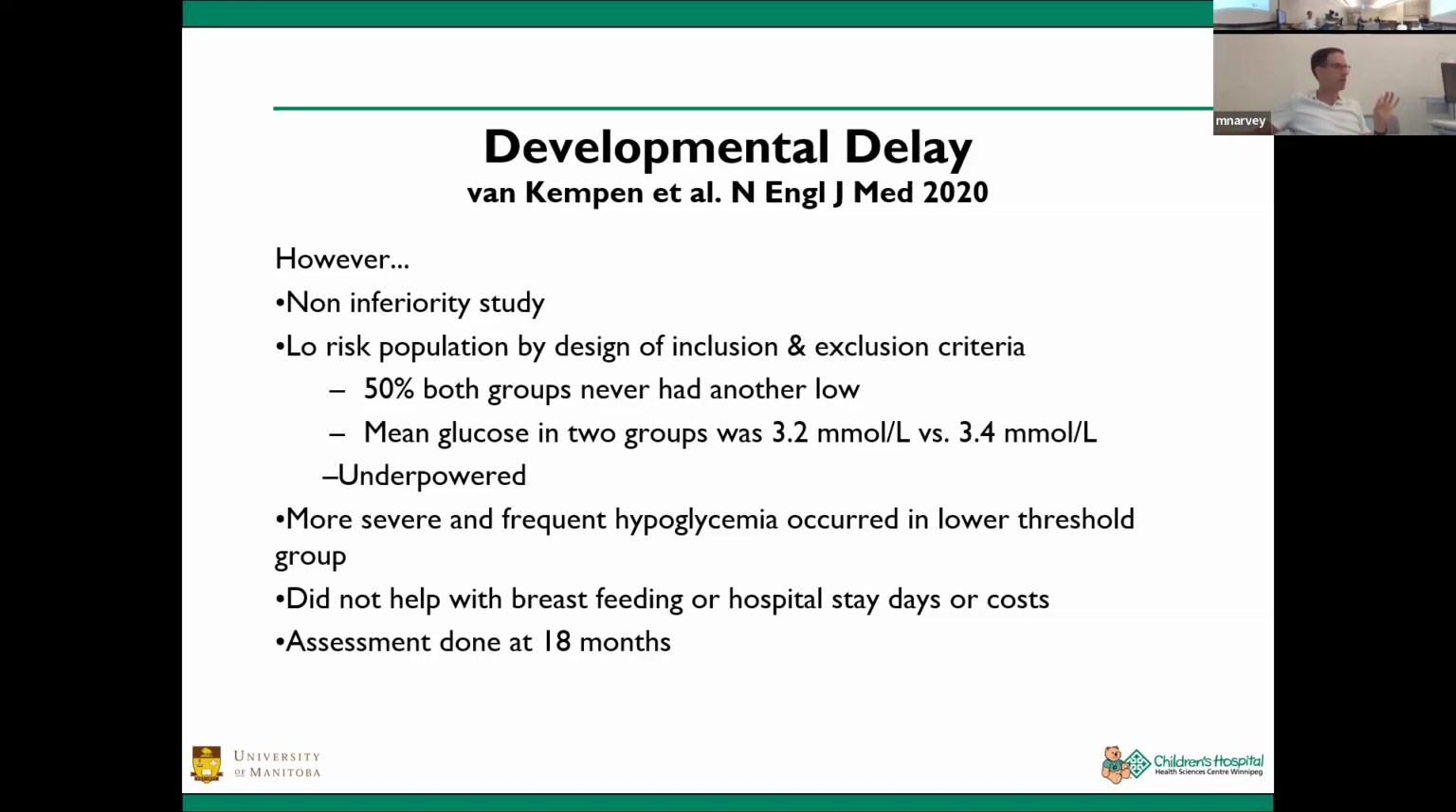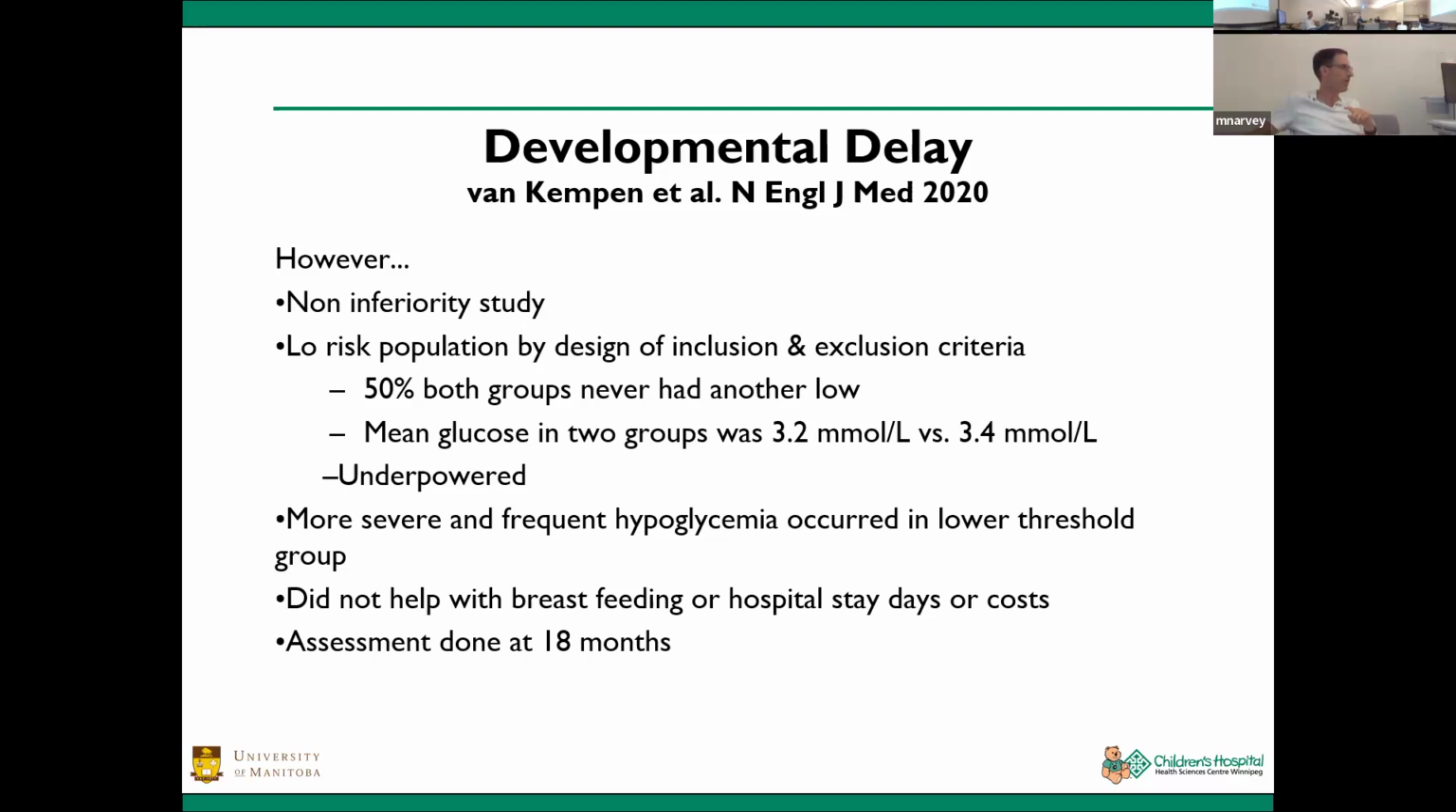50% in both groups of this multi-center study never had a second low. The mean glucose in the two groups was actually 3.2 and 3.4. And it wound up in the end being underpowered. So they were trying to find no difference, and they didn't have the numbers to show differences. So there were multiple problems. But the other problem was more severe and frequent hypoglycemia occurred in the low threshold group.